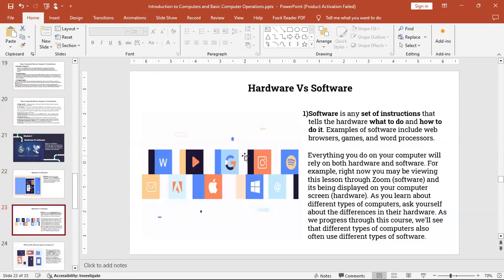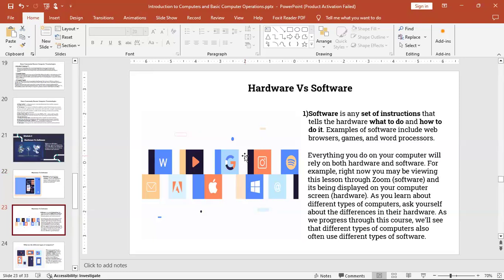Let's look at the software. Software is any set of instructions that tells the hardware what to do and how to do it. So what controls the hardware is the software. The hardware does not function on its own. What tells the hardware what to do is the software. And as we said, software is the opposite of hardware. Hardware, you can see and touch. Software, you cannot touch.